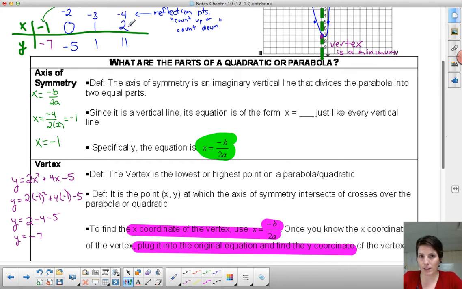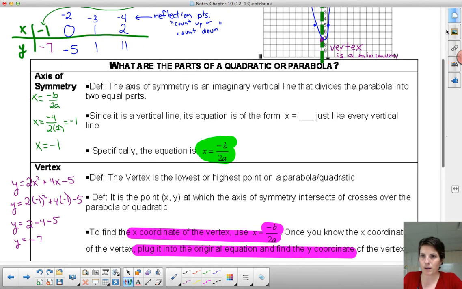All the rest of the points are our reflection points. And we can either count up or count down, whatever's useful to us, especially if we can find a spot where we can use that y-intercept. Because remember, the c value is our y-intercept. So that gives us 0, -5. But since it's a reflection point, when I plot that, I can also plot it on the other side of the axis of symmetry, right? And then I plug in to find the rest of my reflection points.